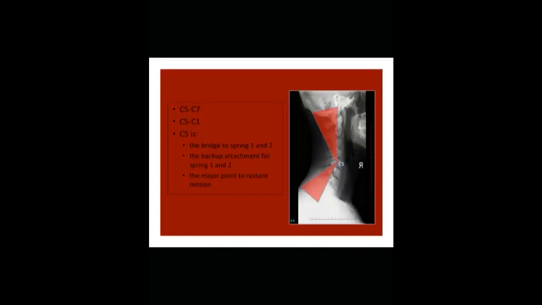So let's talk about C5, C7, C5, C1. C5, C7 is the insertion for everything down low. If you've got a foundation that's off and it's tilting, would you move the roof? You would not. You would move the foundation. So you have to be able to have access to it. C5, C7 are the big insertions for the lower part, or basically spring 1. And C5 to C1, which is here, is the insertion for the upper stuff.